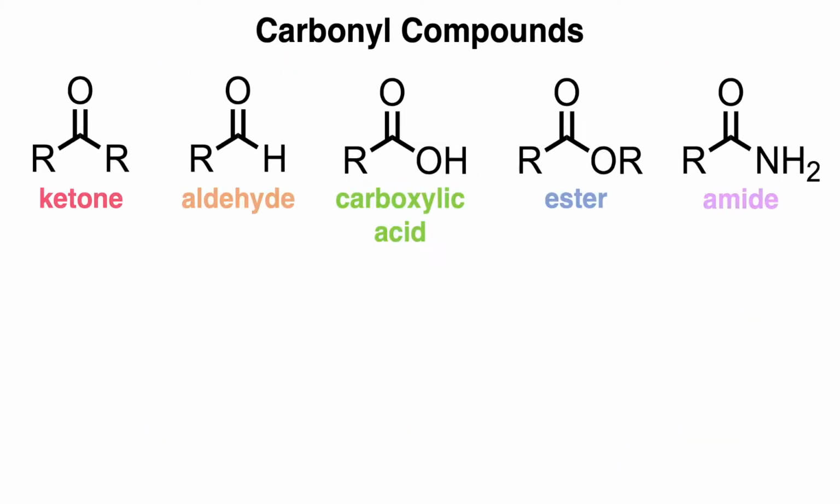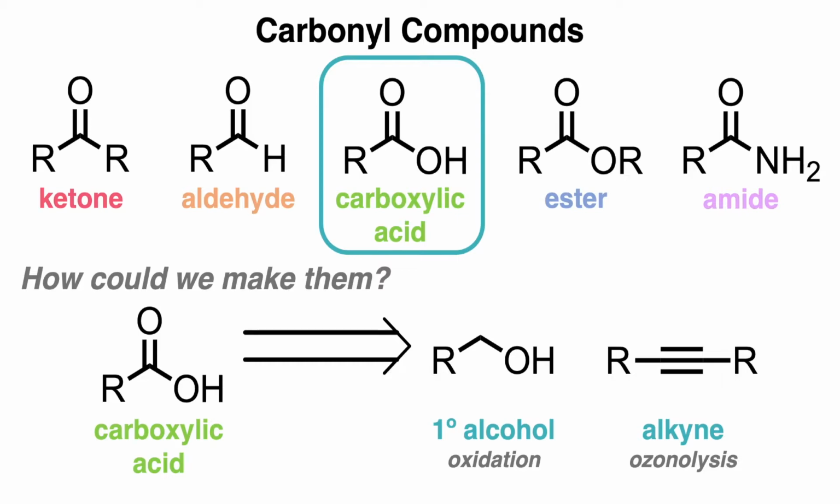Just as a review, carbonyl compounds consist of several different functional groups like ketones, aldehydes, carboxylic acids, esters, and amides. For this next set of reactions, we will be focusing on reactions with specifically carboxylic acids. So, how can we make them? Well, we can undergo an oxidation of primary alcohols using Jones reagent, or we could undergo ozonolysis to cleave an alkyne into two carboxylic acids.